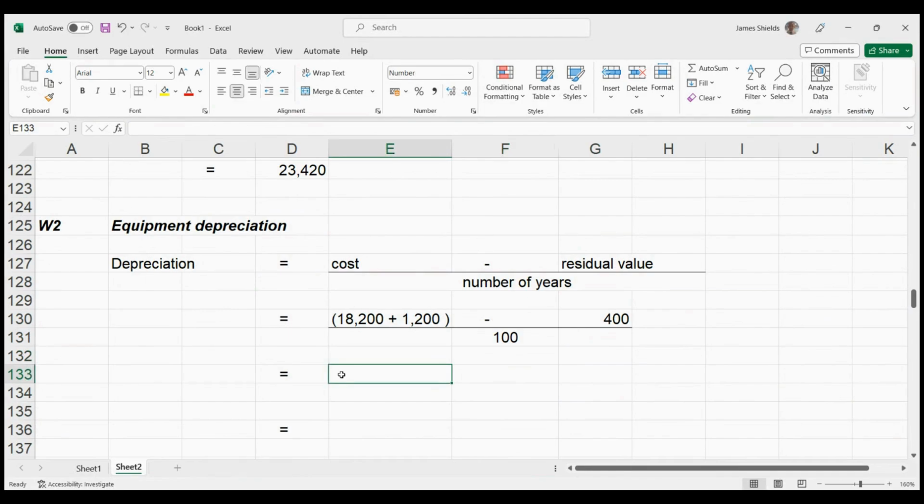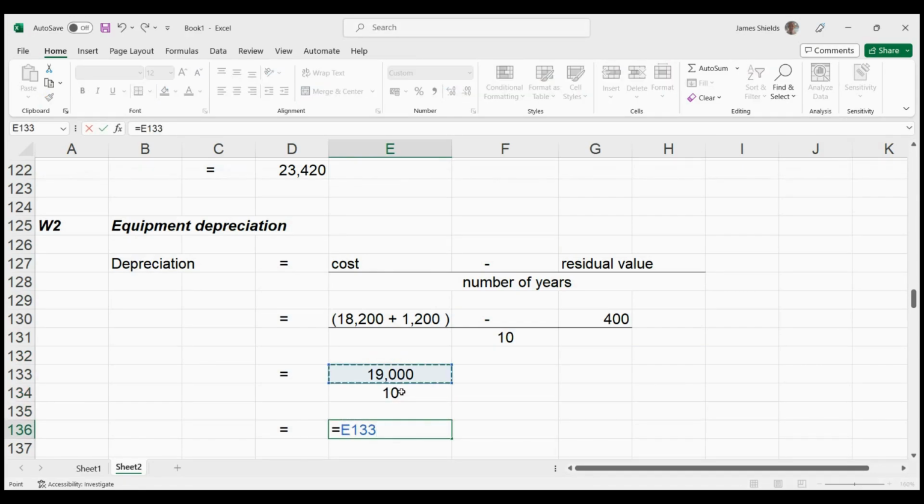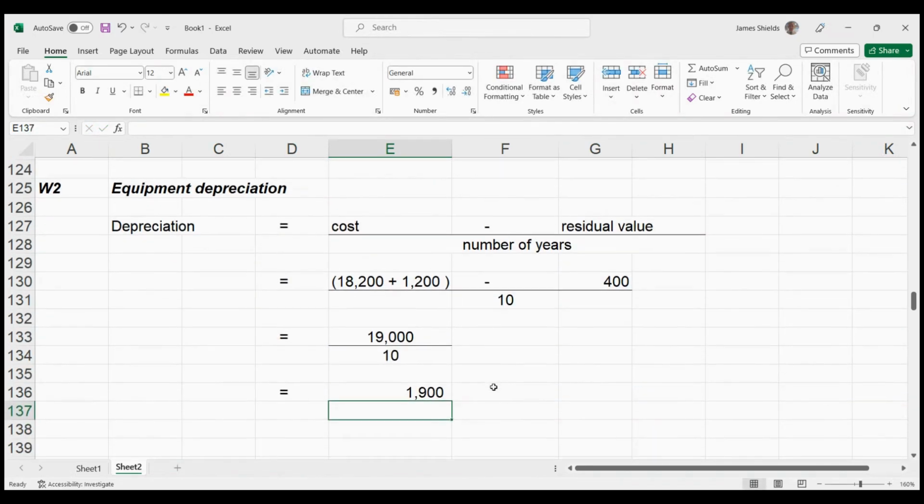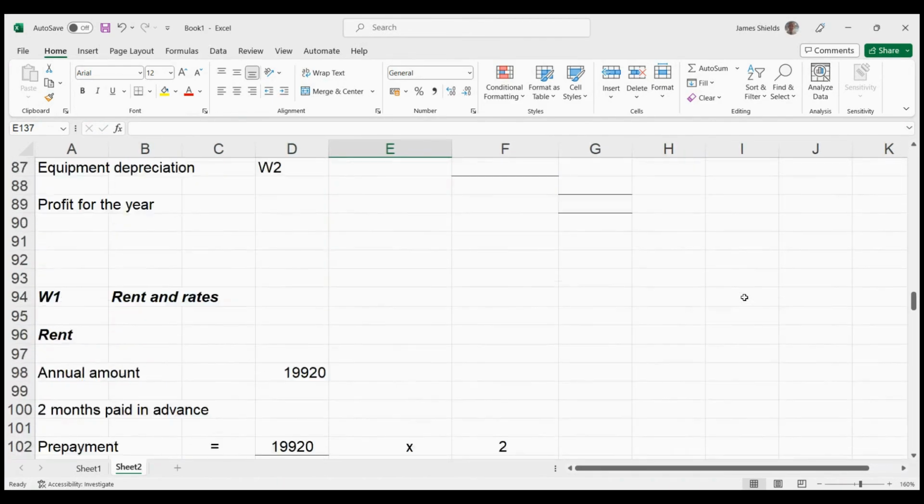So that works out to be 18,200 plus 1,200, take away 400, which gives us 19,000. Now, the number of years there should be 10, not 100. So divide by the number of years of 10, and 19,000 divided by 10 is going to give us £1,900 depreciation. So that's the figure that goes on our income statement, £1,900.